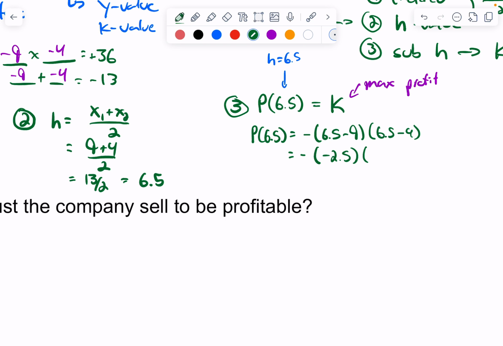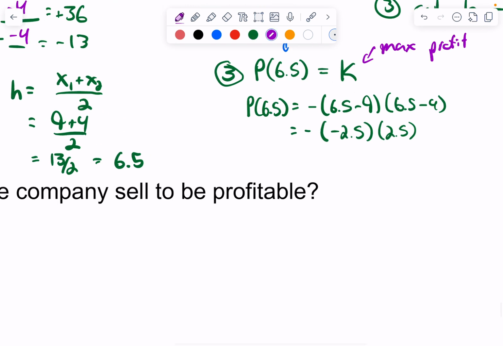6.5 take away 4 would be positive 2.5. Because we're multiplying this negative with this negative, that becomes a positive times this right here. So our final answer is going to be positive. But what is 2.5 times 2.5? That would be 6.25.